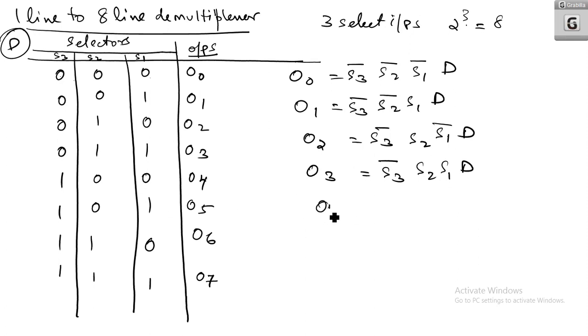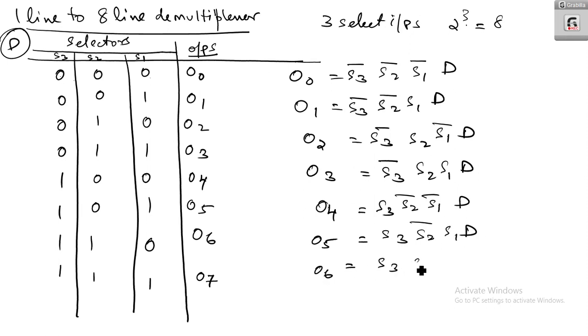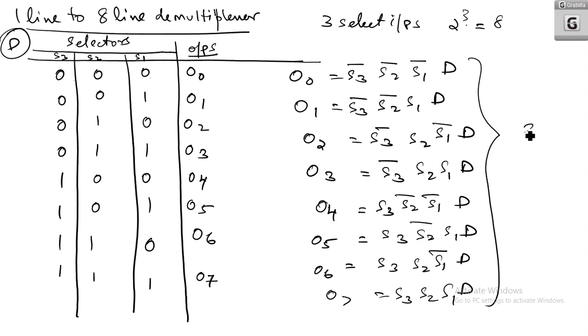Now what is O4? O4 is S3 S2 bar S1 bar D. What is O5? O5 is equal to S3 S2 bar S1 D. What is O6? O6 is S3 S2 S1 bar D. What is O7? O7 is S3 S2 S1 D. Okay, so you got the expressions for these 8 outputs, and D is the only input. That is why it is 1:8 demultiplexer.